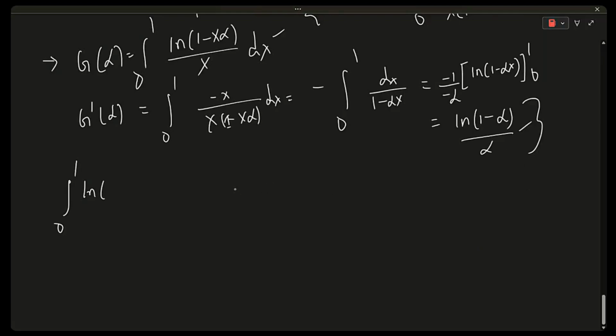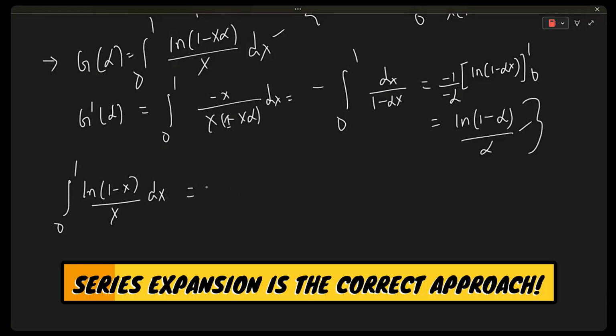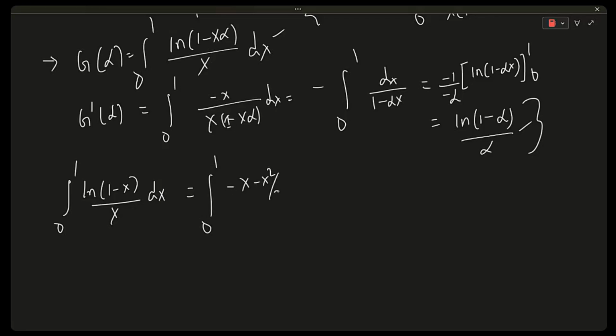Did you have an approach? Yes, sir. I was thinking of using series expansion. Can we use that? Definitely. ln(1 minus x), we can write it as minus x square by 2 minus x cube by 3 minus, till infinity, divided by x, and then we can cancel out all the x's, and we can get a clear value of this integral.